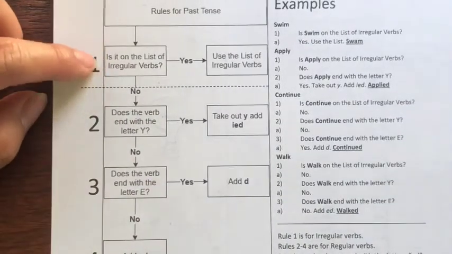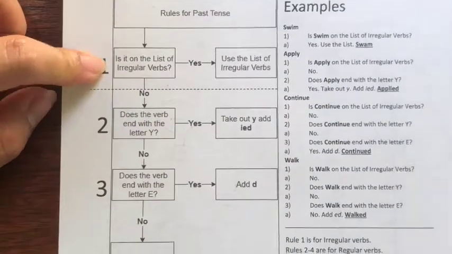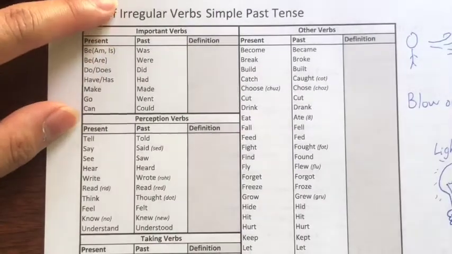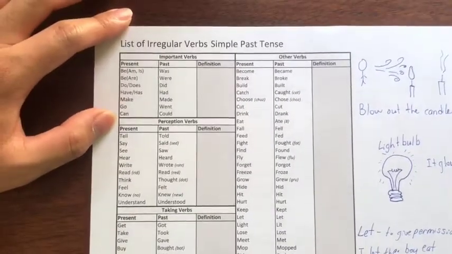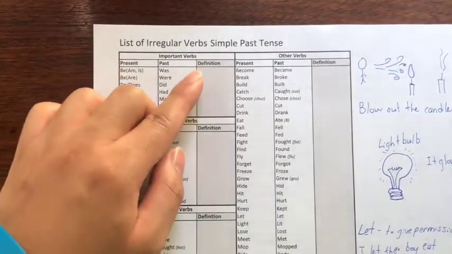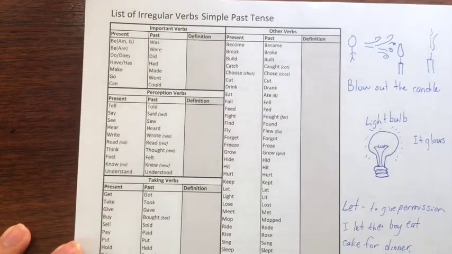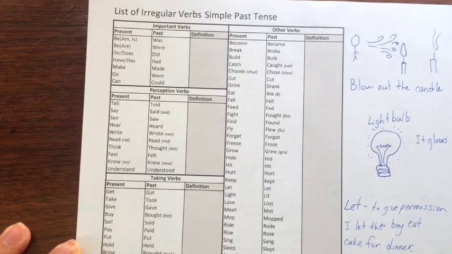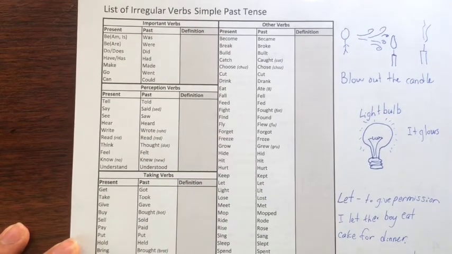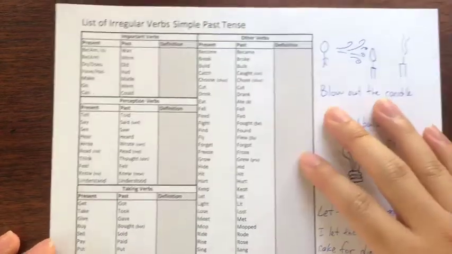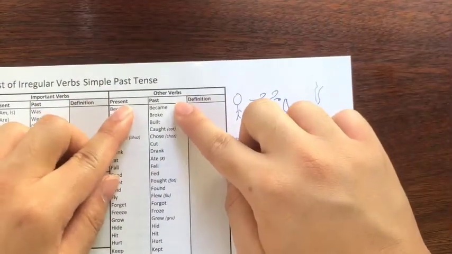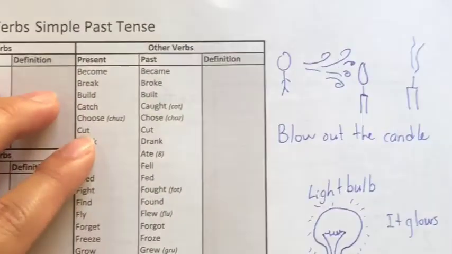For irregular verbs, number 1, you need to remember them. Or you can look at this list, the list of irregular verbs. So I am going to read these verbs in the present and in the past, and you need to read them with me. I want you to practice speaking. We're going to practice the other verbs here. So let's begin.